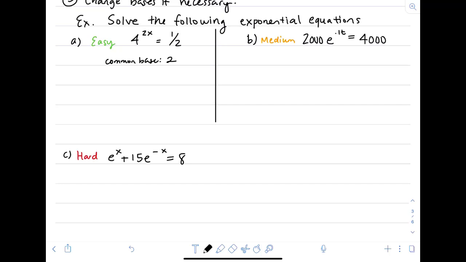So take a second and think about how you might write both sides as a power of 2. On the left, I could write 4 as 2 squared. And on the right, I could write the 1/2 as 2 to the negative 1. Okay, so I haven't changed the equation, I've just changed how it looks. And then using my exponent rules, I see that I have both sides written as 2 to some power.